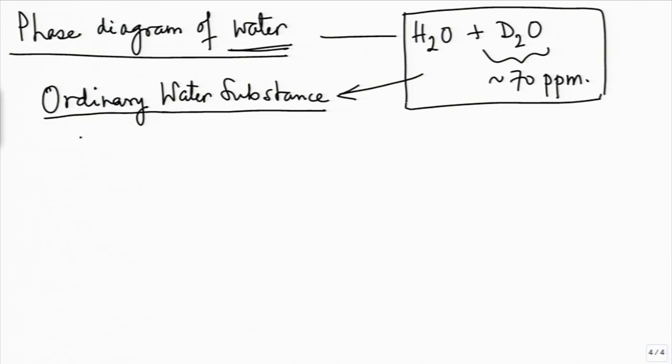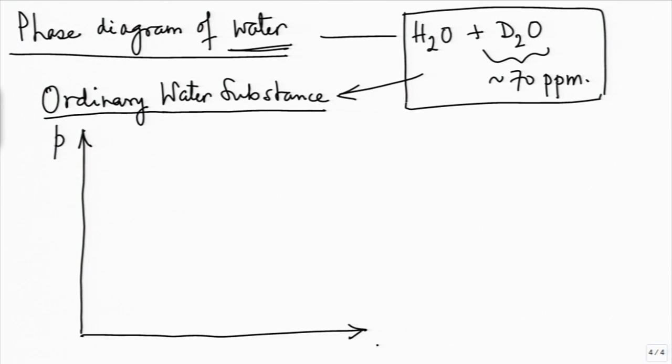The phase diagram is an important diagram. It is a projection of the state space on the PT plane. And this is plotted by taking a system containing ordinary water substance, and by appropriate interactions bringing it to the required pressure and required temperature. And the only observation we make is to find out whether it is solid, whether it is liquid, or whether it is vapor. And we know how to distinguish between them.